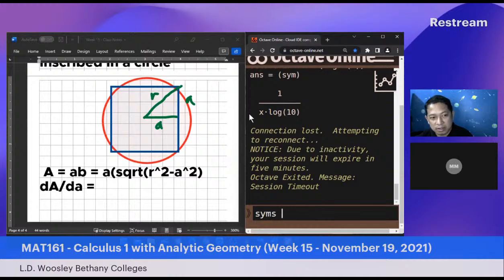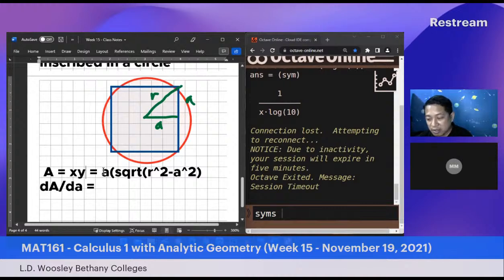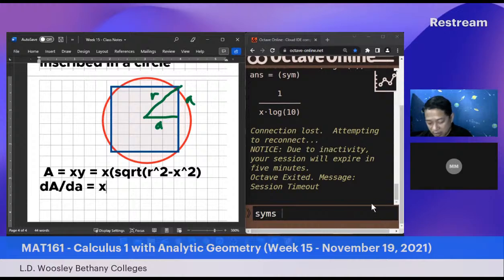Maybe let's just use x and y. We could just define y in terms of x and its relation to r, which is a Pythagorean relationship: y equals the square root of r squared minus x squared. So we can always make use of our tool here, getting the derivative.